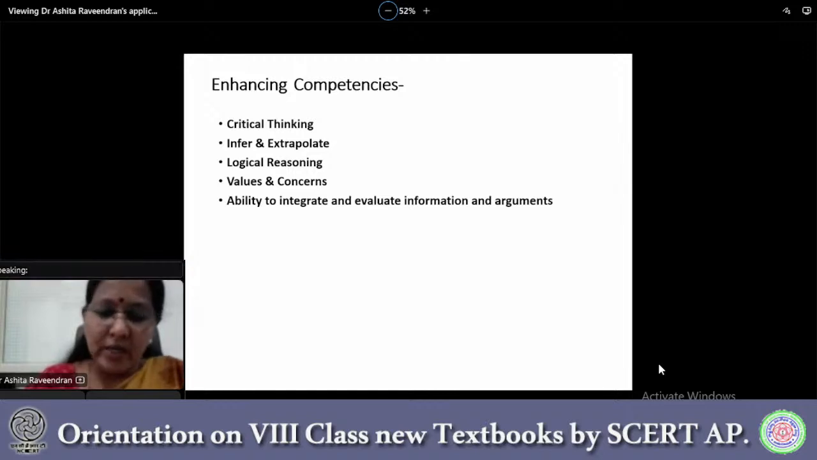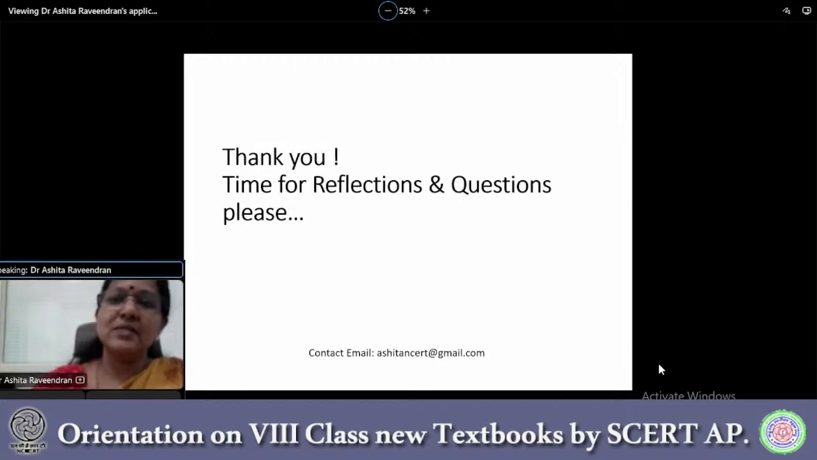This I have already explained: we have to look at enhancing the competencies. With this, I think I have covered almost everything, even though not in an extensive manner. I have just touched upon the areas covered in our social science textbook and given some ideas on how to use these textbooks in your classroom.